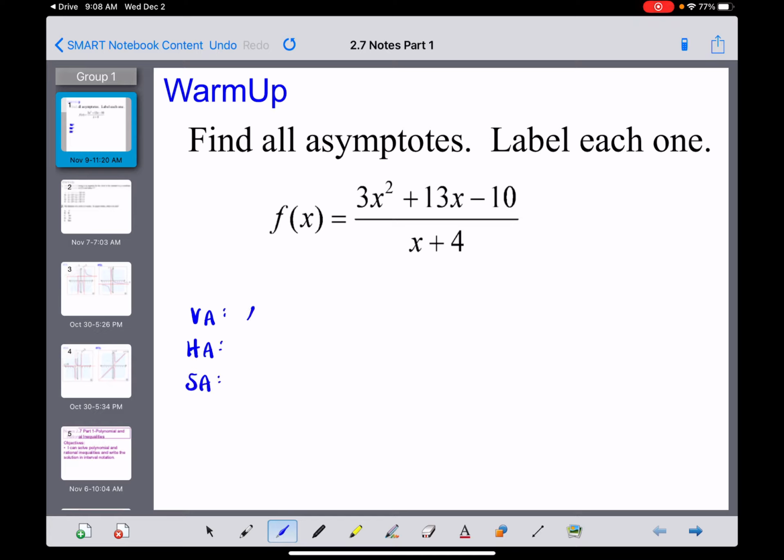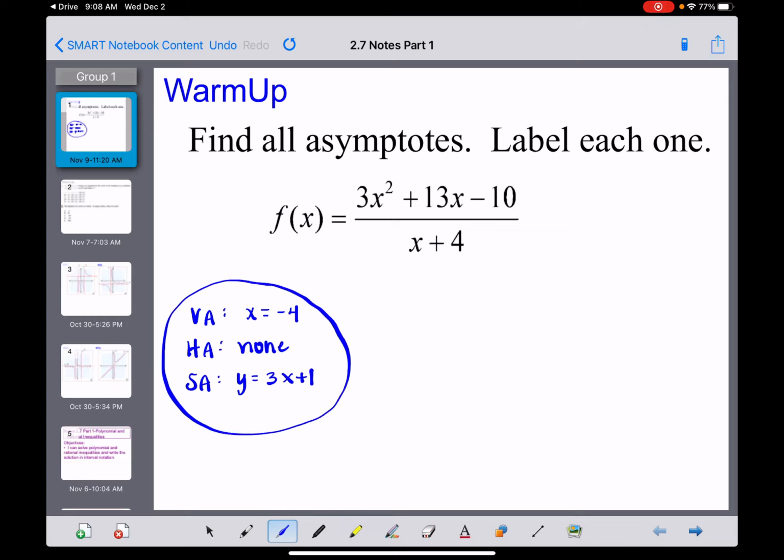So your answer should be that the vertical asymptote is x equals -4. There is no horizontal asymptote. And the slant asymptote is y equals 3x plus 1. So if you got those, then you might go ahead and fast forward and check out 1.10 notes. Get started on that. If you didn't get that, we'll go through it.